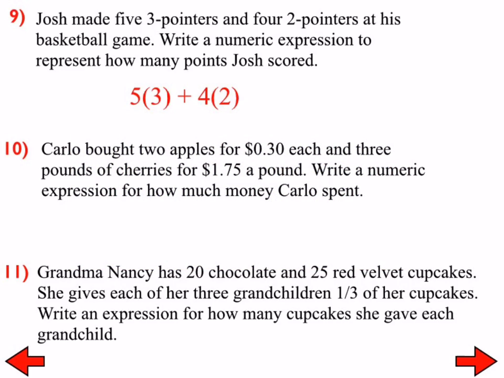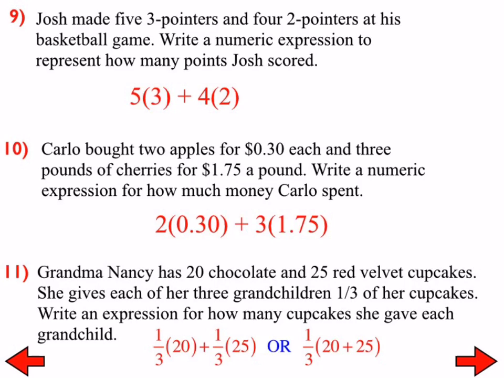All right, number 10, we have 2 apples for 30 cents each and 3 pounds of cherries for $1.75 a pound. One expression that would work for that would be 2 times 0.30 plus 3 times 1.75. Number 11, we have 20 chocolates and 25 red velvet cupcakes, or 20 chocolate cupcakes, and she gives each of her grandchildren a third of them, so either one of those would be okay. I know some of you had simplified 20 plus 25 to 45, and that would be fine as well.